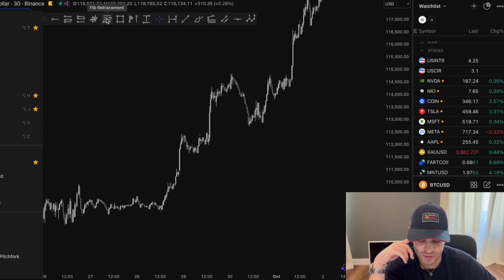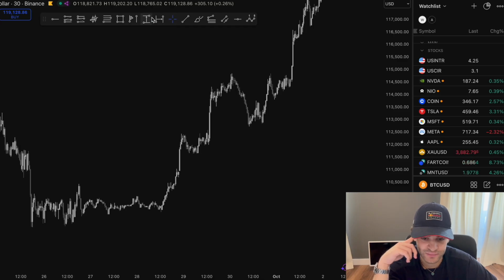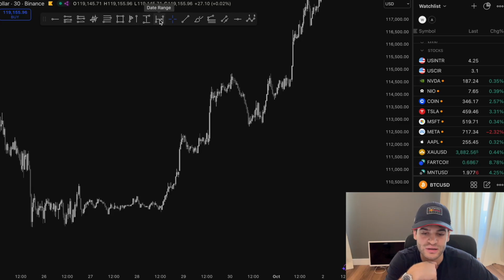Anchor VWAP, Fibonacci retracement. I use these rectangles just for support. Fixed range volume profile, this is super, super important. You need to master this, and I will do that eventually. Not for free. Price range, date range.